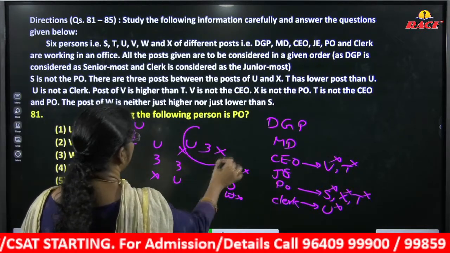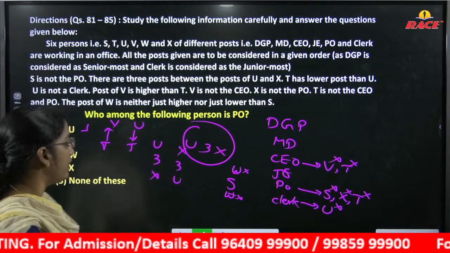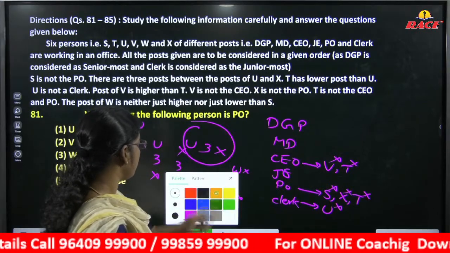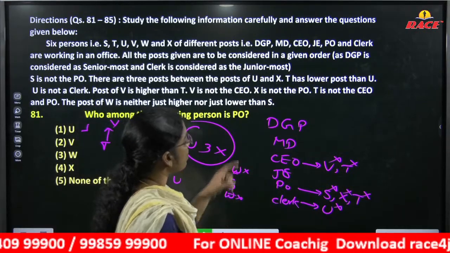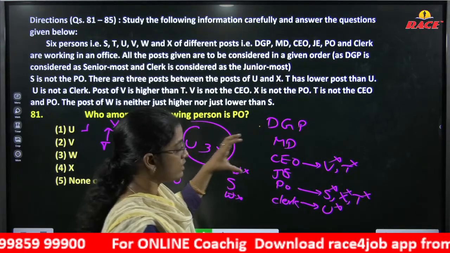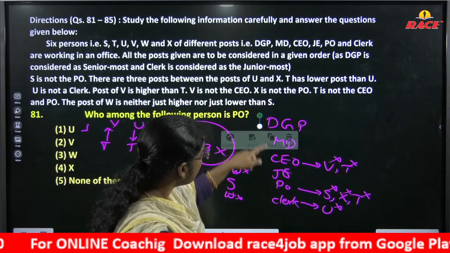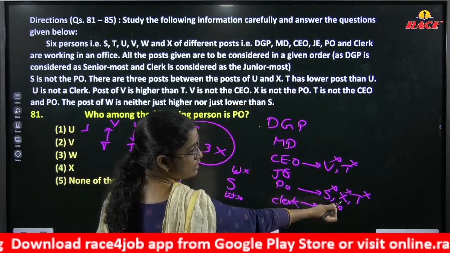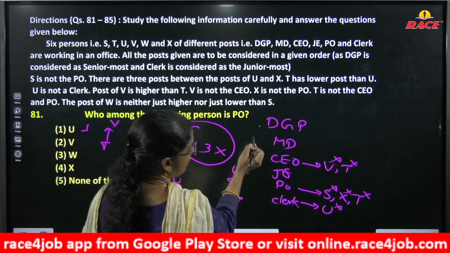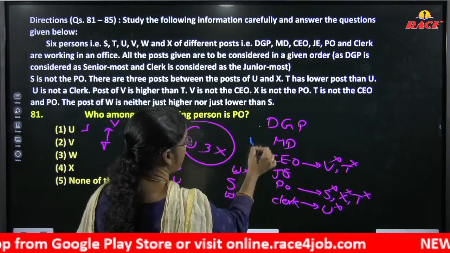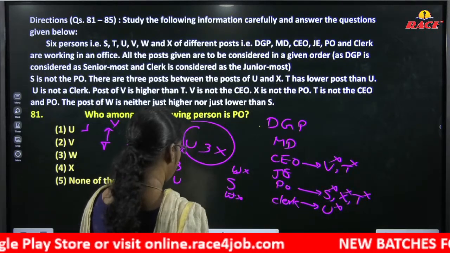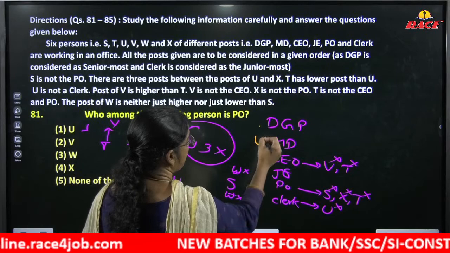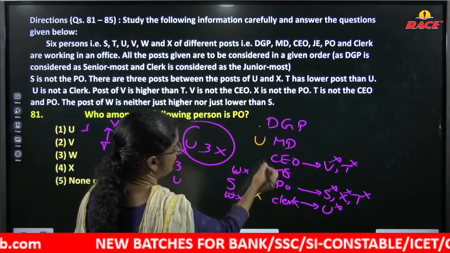Our first basic reference condition is that in between U and X, three persons are there. In case you are taking U here, definitely we have to take a three-person gap between U and X, so we have to take X here only. But here we are not having a chance to take X, right? So that's why I'm taking U here and X here. In between U and X, three persons are there.